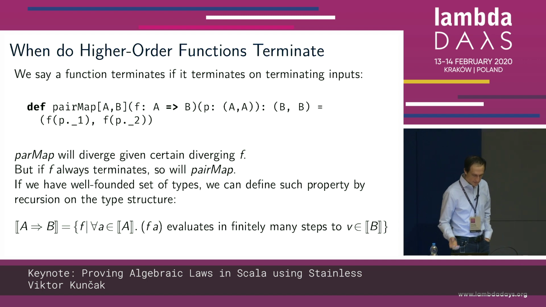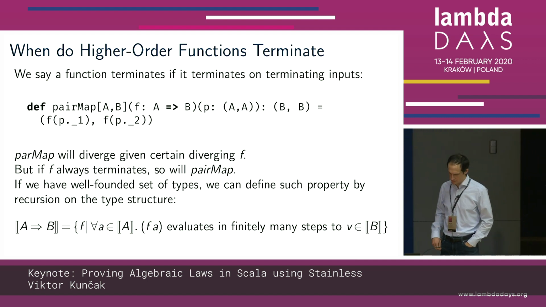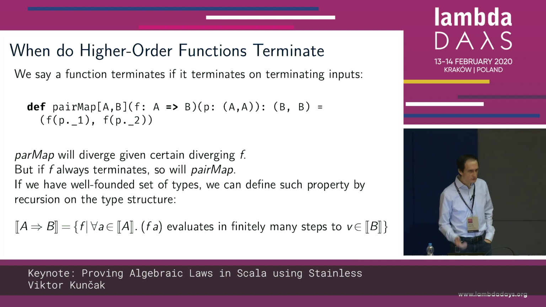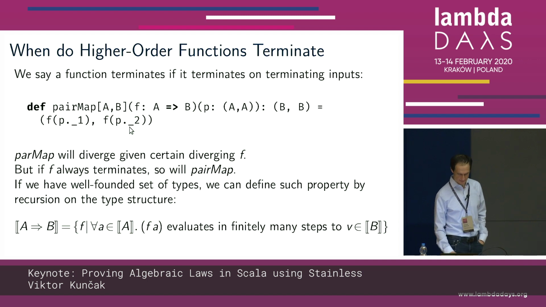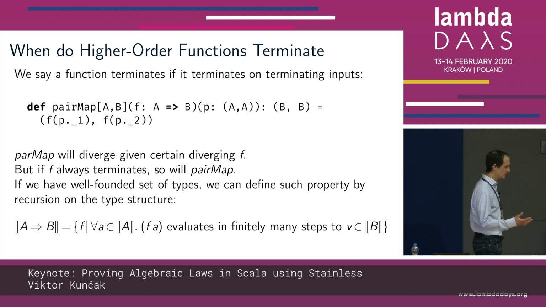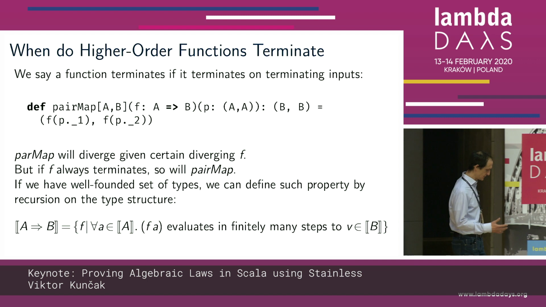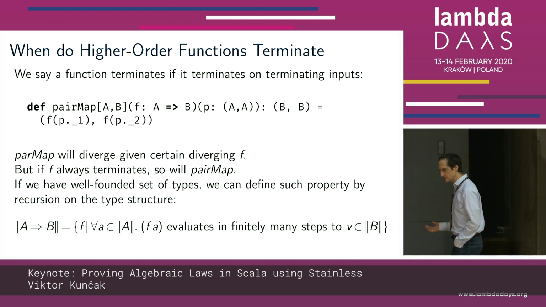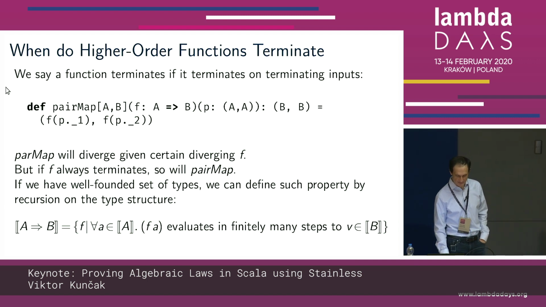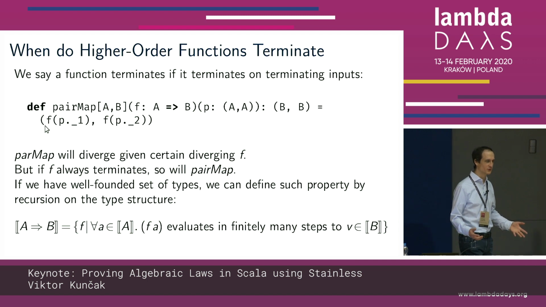Okay, so why is the question of termination interesting when you have higher order functions? First of all, what does it mean? If I have a function such as pair map that takes a pair and some function f and then applies this function to the first and the second element, this is what it does. So is this function always terminating, right? That's the kind of question we want to ask. Well, it's not always terminating. If f doesn't terminate, then of course the function is not going to terminate.